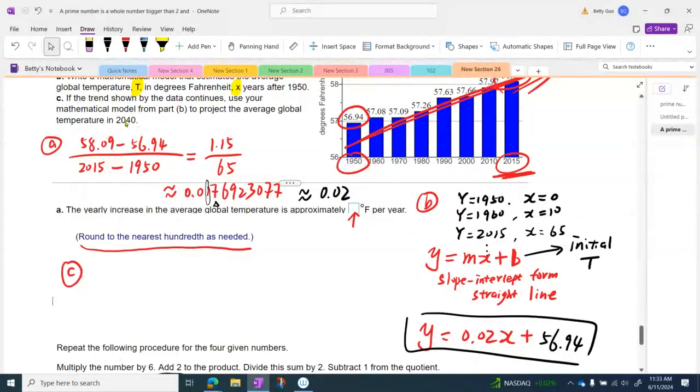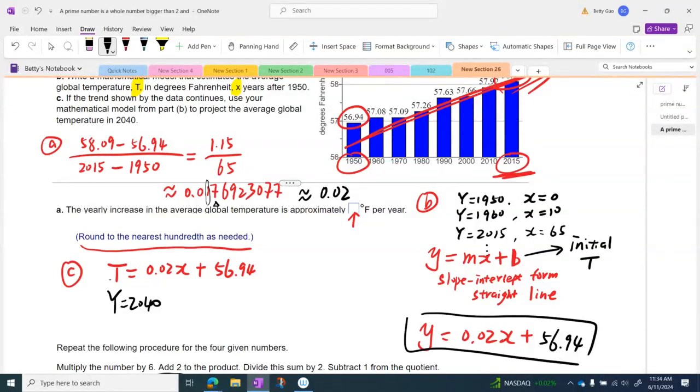As the problem instructs, for part C, we need to use the result from part B. From part B, we have T equals 0.02x plus 56.94. One of the important significance of a linear model or any mathematical model is to predict the future value of the function. So we are going to predict which year? 2040.